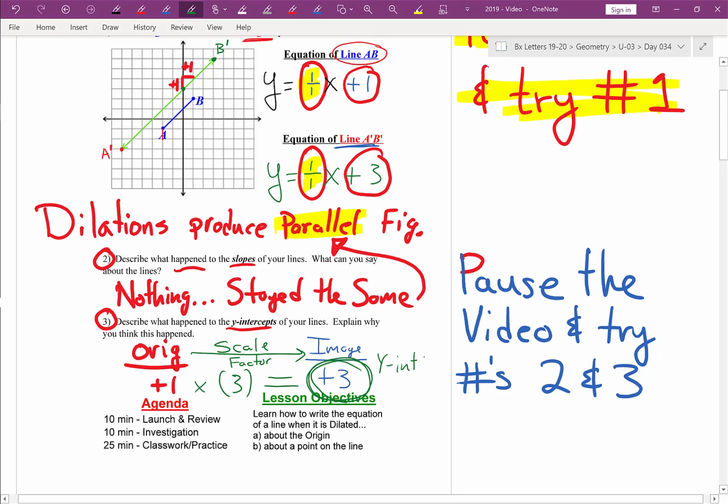that's how we're getting the dilated y-intercept. So if you want to put this in words, what's happening to the y-intercept? Here it is. Y-intercept is multiplied by scale factor. If you need time to copy notes, pause the video, and you can take as much time as you'd like.